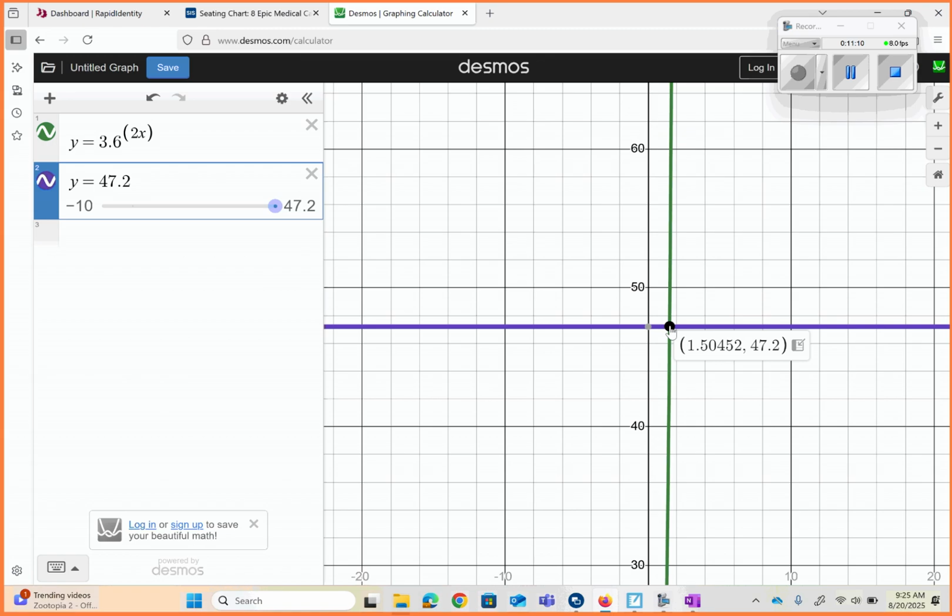My line curves. Your first one does? Yeah, it should. It's an exponential equation. All right, cool. Yeah, that's what it should look like.